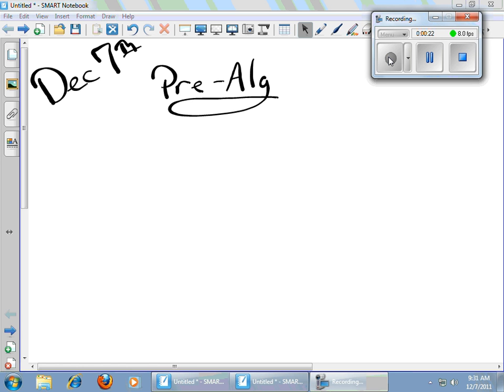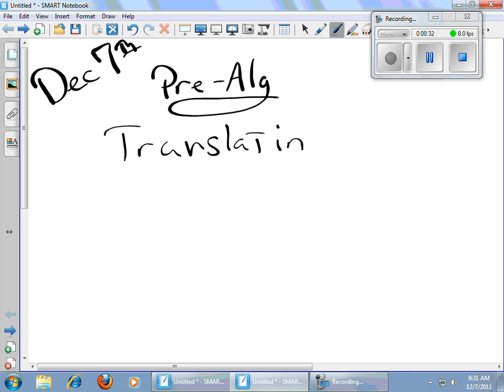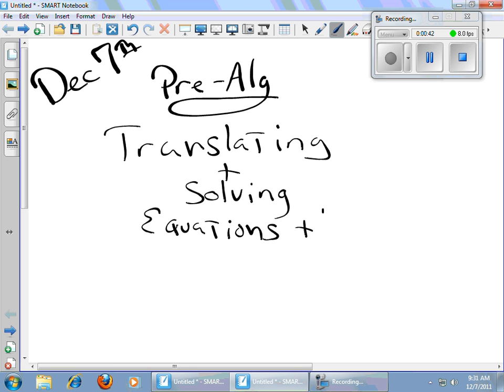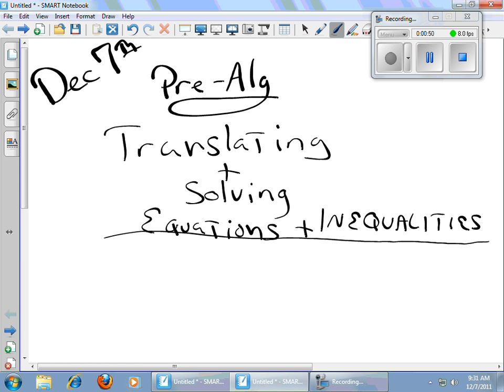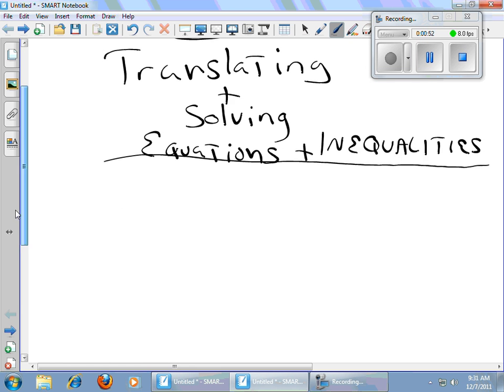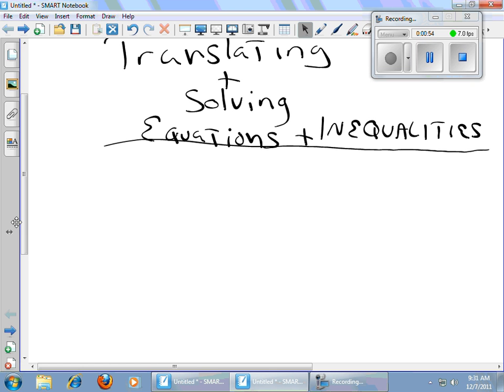Okay, today we are going to be working on translating and solving equations and inequalities. Okay, now you have to read carefully to be good at these. They are not that difficult. I will walk you through a couple. Hold on and let me get one up.